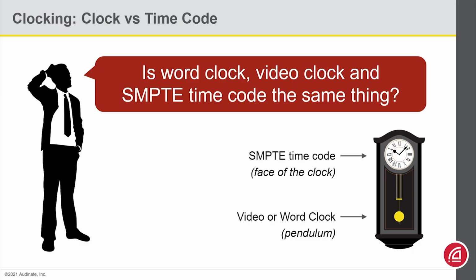But if all I can see is the pendulum of the clock, I couldn't tell you what time it is. All I do is I see the pendulum going back and forth, next sample, next video frame, next video frame. And that's where SMPTE timecode comes in. SMPTE timecode is the face of the clock giving you a position on a timeline. Now, certainly SMPTE timecode and video clock are related. They need to be resolved to each other.